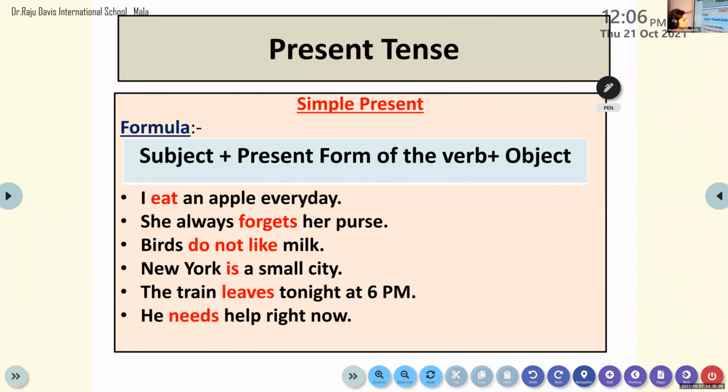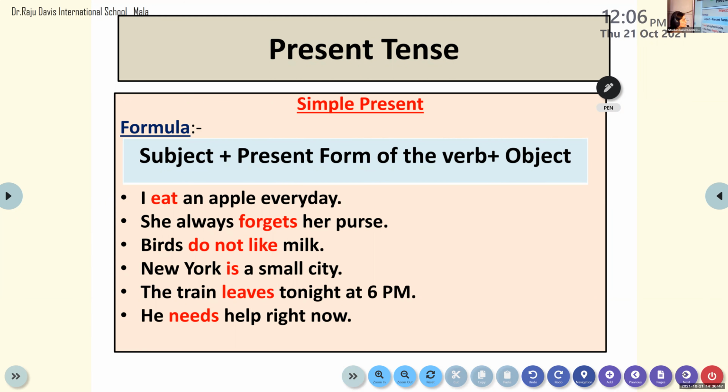Present tense. I do request everyone to take a ruled paper. Don't wait to get everything on the website. You can start writing all the rules and the examples written. This is enough along with the exercise. These are the notes I'm sharing.